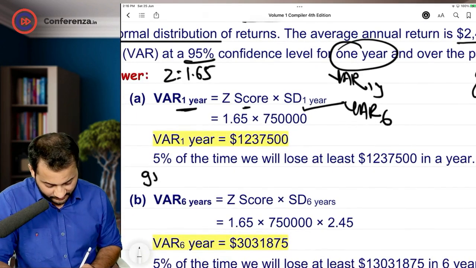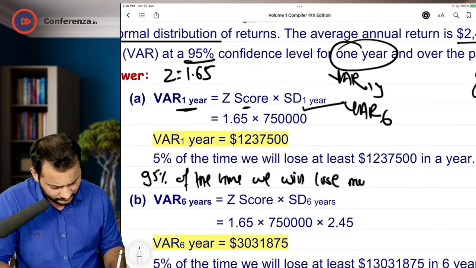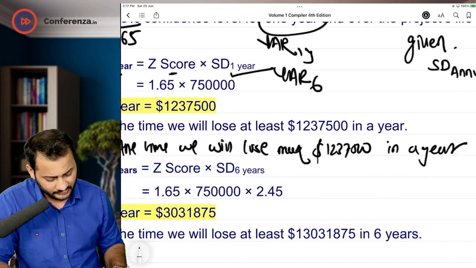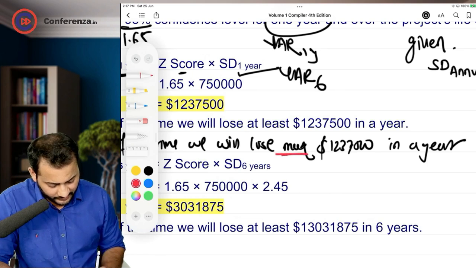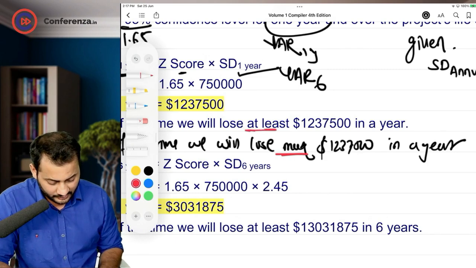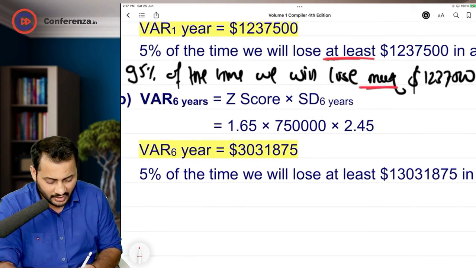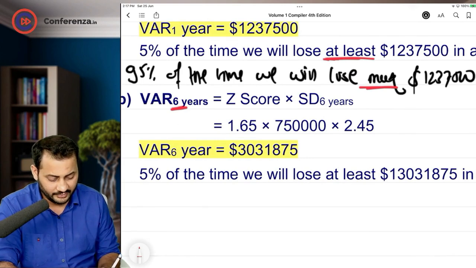So 95% of the time we will lose maximum of 12,37,500 in a year, because it says about 1 year. So these two words are very important. In terms of confidence level, we say it is maximum loss. In terms of significance level, it is the minimum loss at least. And when we have to convert the VAR for 6 years, the VAR for 1 year will be useful.